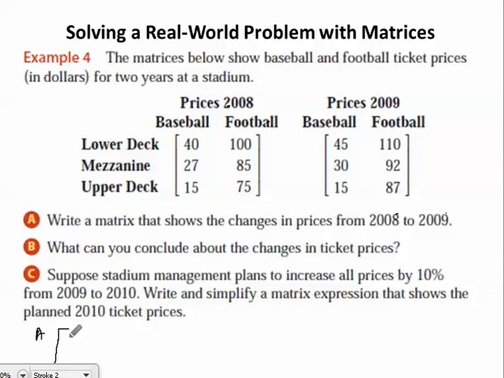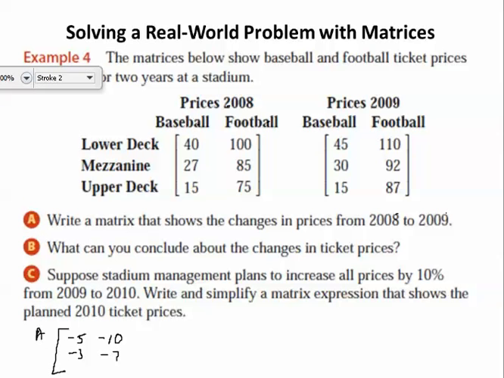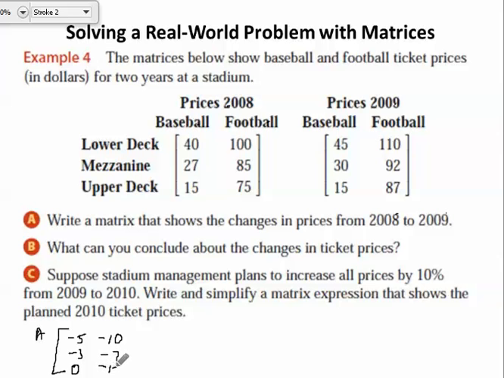So I'm going to say 40 minus 45, minus 5. I'm going to say 100 minus 110, minus 10. I'm going to say 27 minus 30, minus 3. I'm going to say 85 minus 92, minus 7. Then 15 minus 15, 0. And 75 minus 87, that is minus 12. That would be the answer to A.